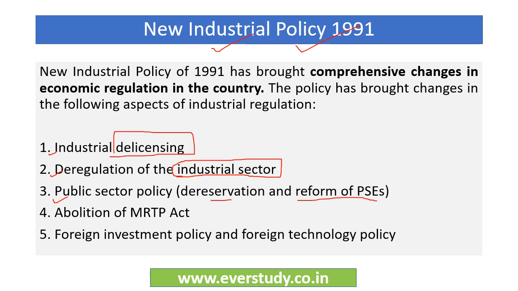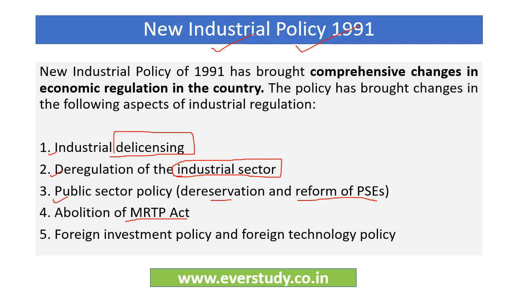Next is the abolition of the Monopolistic and Restrictive Trade Practices Act. Earlier, this was an act in which the focus was on preventing monopoly, but the focus should have been on promoting healthy competition, and this was promoted by the enactment of the Competition Act 2002.